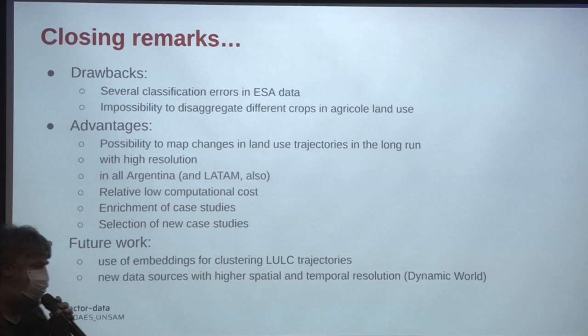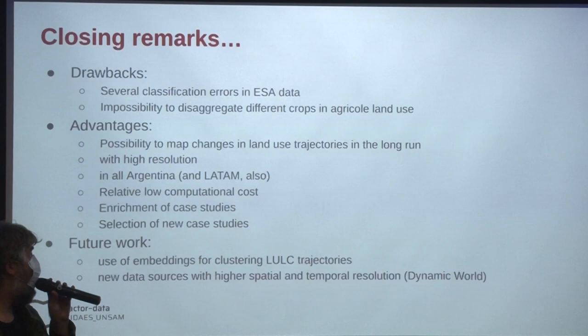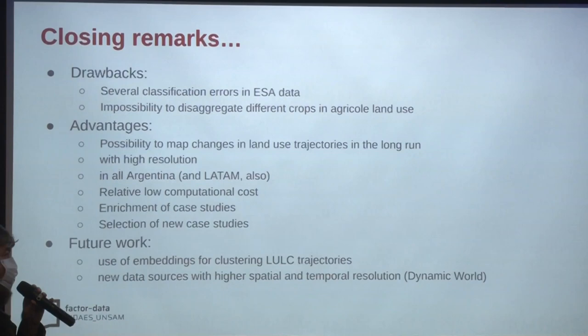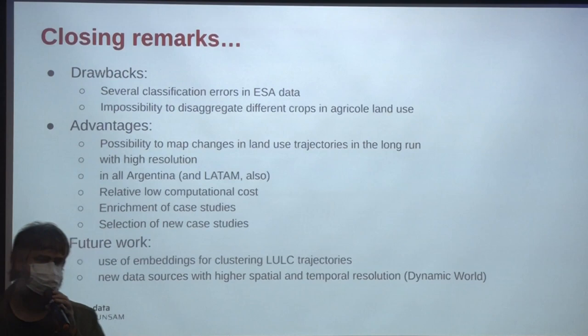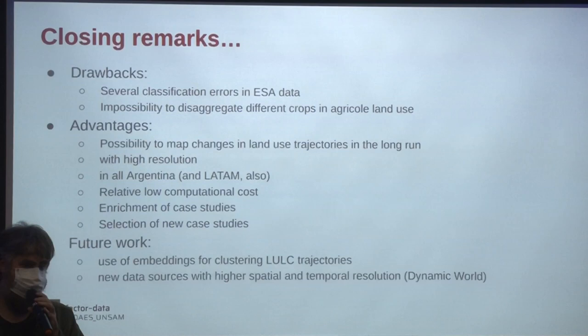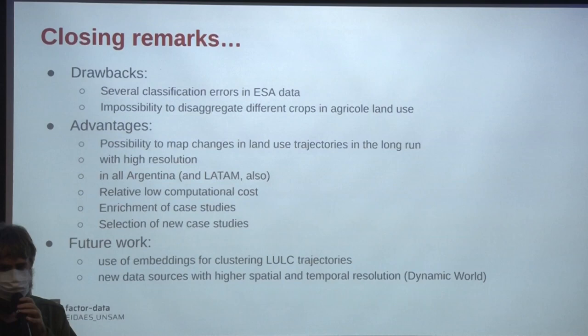Effectively, we have some drawbacks in this approximation. There are many more, but the two I'd like to point out for you is, first, that we found several classification errors in the land cover data. These errors are documented in the ESA documentation of the data, and then we did some validation with specific zones. This classification tends to confound forest and shrubland. It's mainly based on the vegetation density. They tend to confound these two classes.